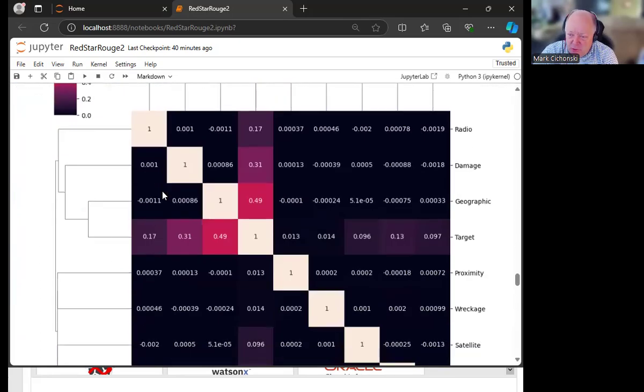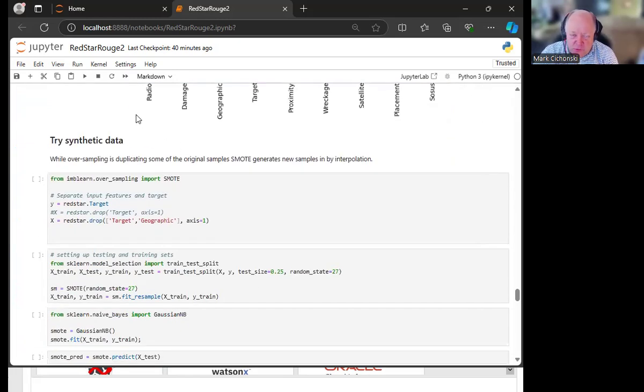The next thing we could do to improve our model is use what's called synthetic data. This is a tool from imbalanced-learn, and it's called SMOTE. The difference is that oversampling basically duplicates some of the existing data, while SMOTE generates new samples by interpolation. So it's creating synthetic data. When we do that, we'll drop the geographic again and we'll see.